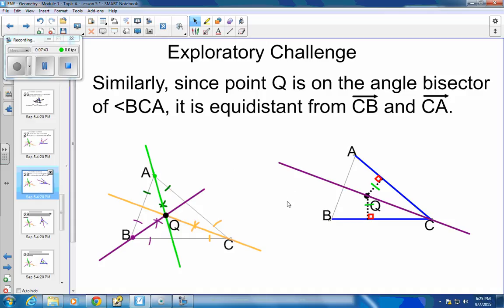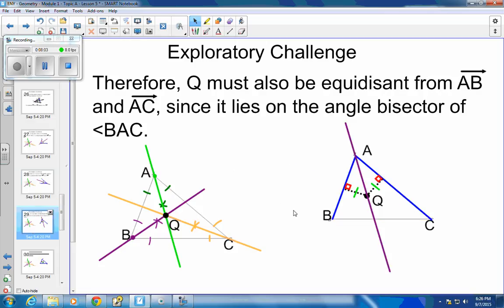Okay, so if we move over to the next vertex, you're going to see that angle ACB also has an angle bisector. And for the same reason, since Q is on the angle bisector, it has to be the same distance perpendicular to AC as it is perpendicular to BC. So these two segments are the same. And if we go to the third side, you're going to see the exact same thing, that this angle bisector has to be the same distance to AB as it is to AC, as long as we're going perpendicular.